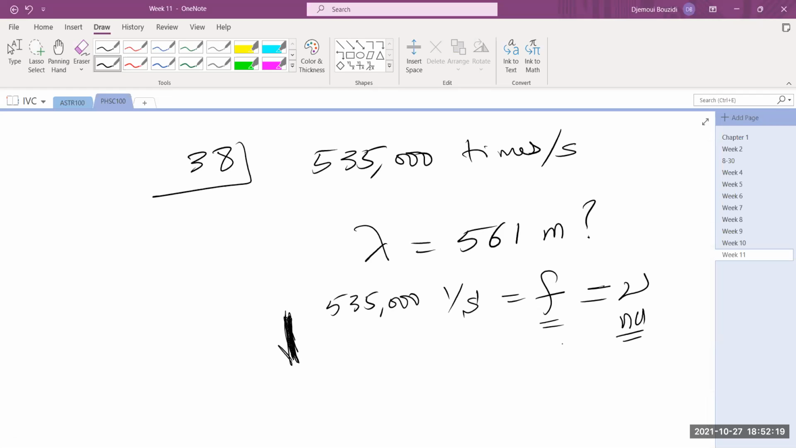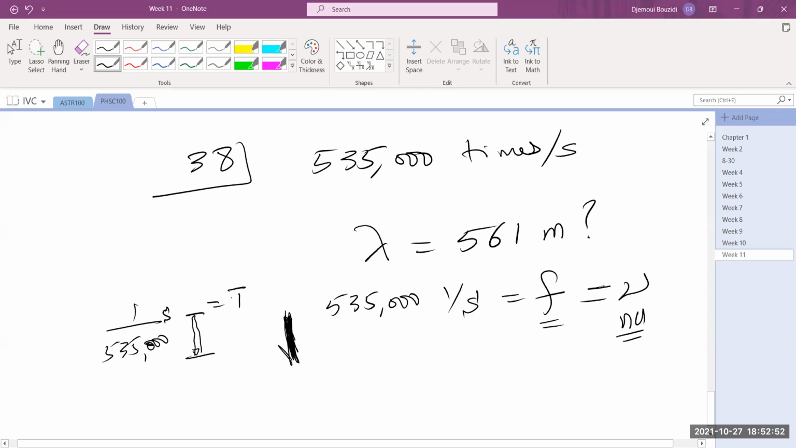So how often does it go back and forth? In one cycle, going up and coming back, it is going to take 1/535,000 of a second. This is actually the period. And we don't need the period for this one. We need just the frequency.